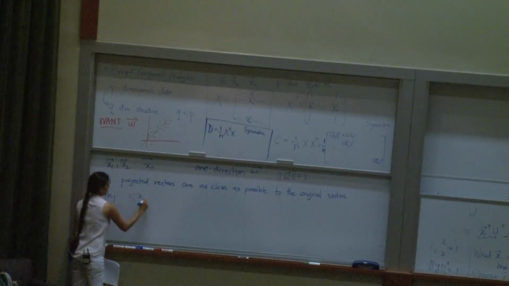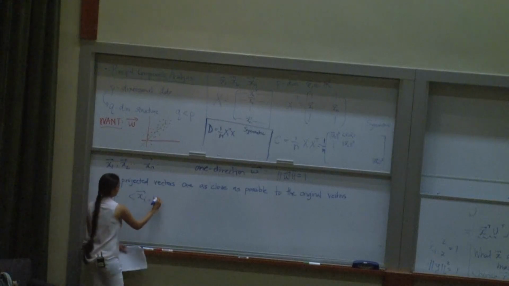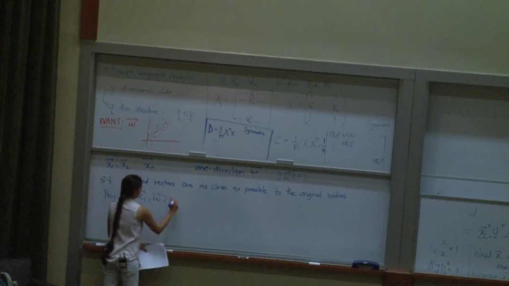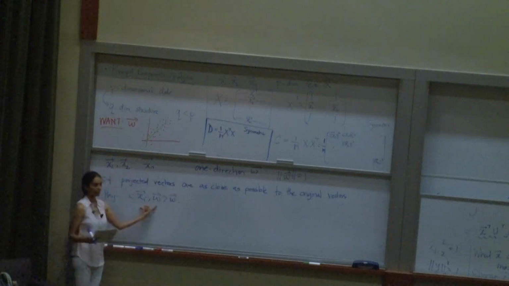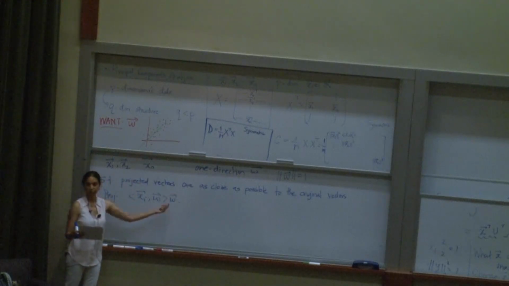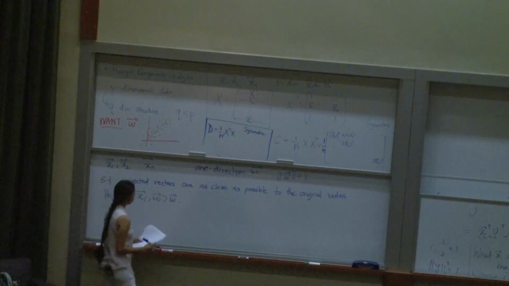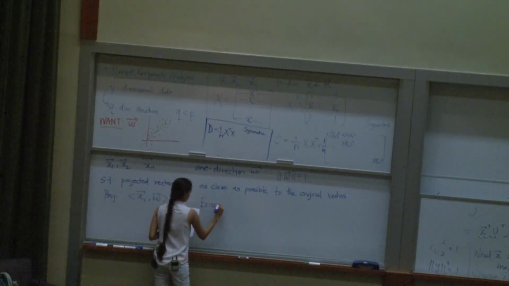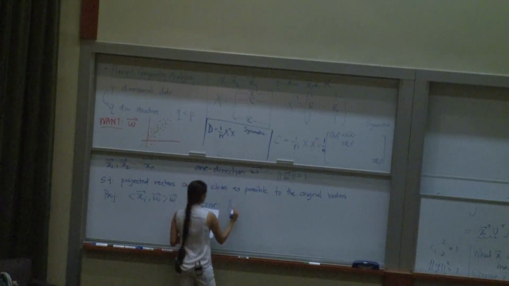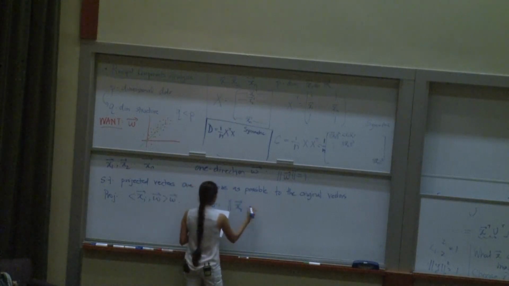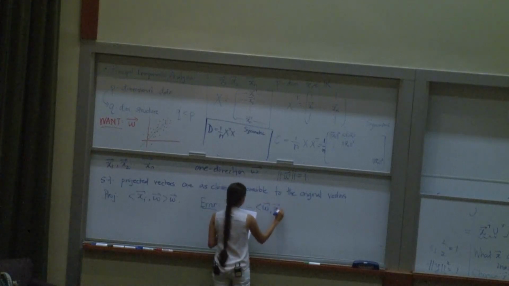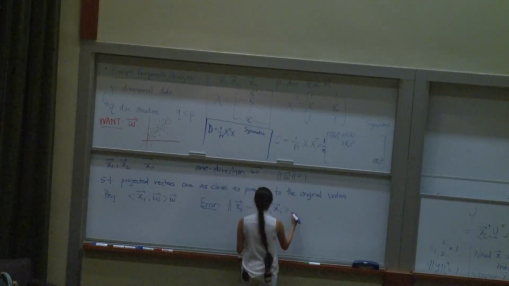It's basically xi for vector i, inner product w, times w, right? This is the magnitude, and this is the direction. So what I want to do is minimize the error of my projection. And the error of my projection is xi minus the projection.